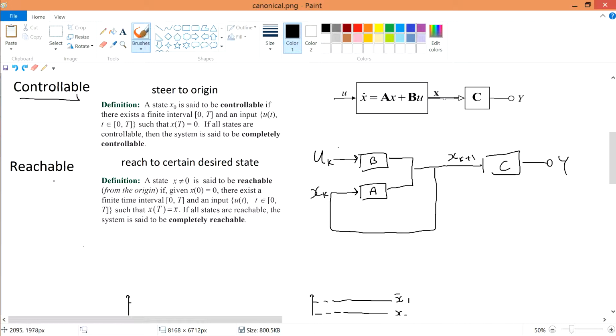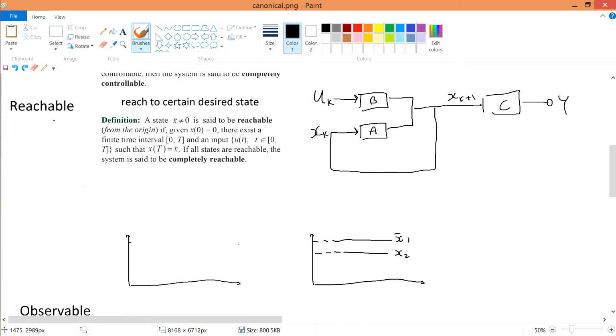The controllable system states that if you have a certain state x naught, when you bring it from some time 0 to a certain finite time, it can be a short time, can be a long time, depends on whatever you want, eventually you let this state x naught be 0.